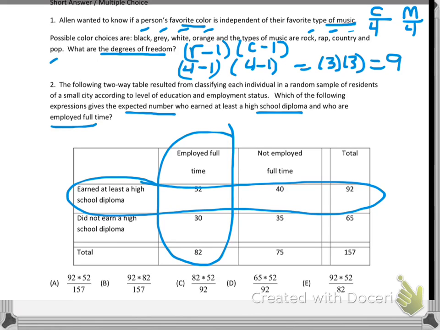Okay, so remember that it is going to be the row total times the column total divided by the grand total. So it has to be divided by 157, so these guys are out. So it's 92 times 82 divided by 157, so the answer is B.